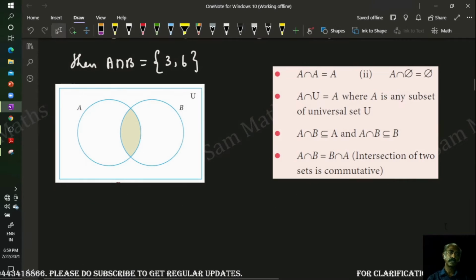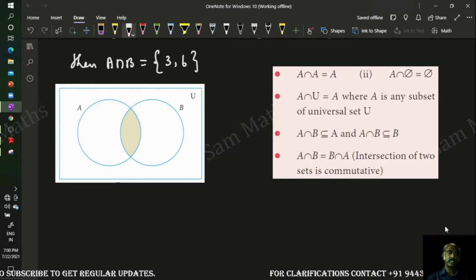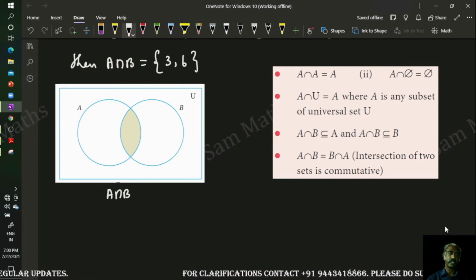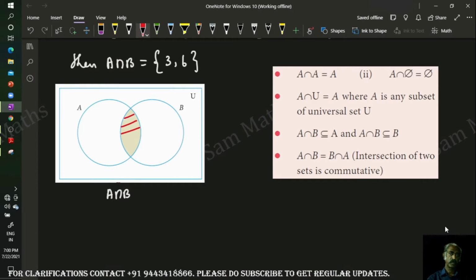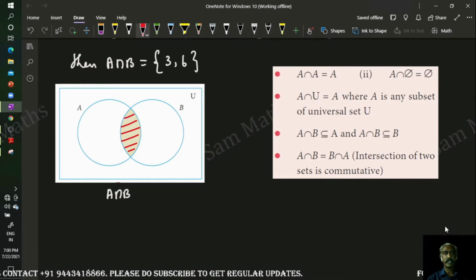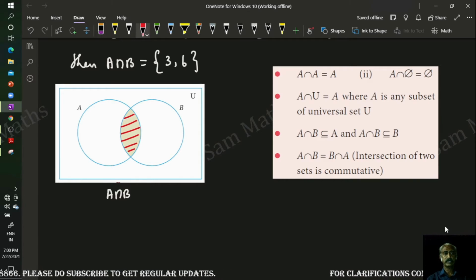Next one, we have to shade the Venn diagram for A intersection B. That is the common portion. This is the common portion for the A circle and B circle, or A set and B set. This is the required shaded portion. Here just see the notes.